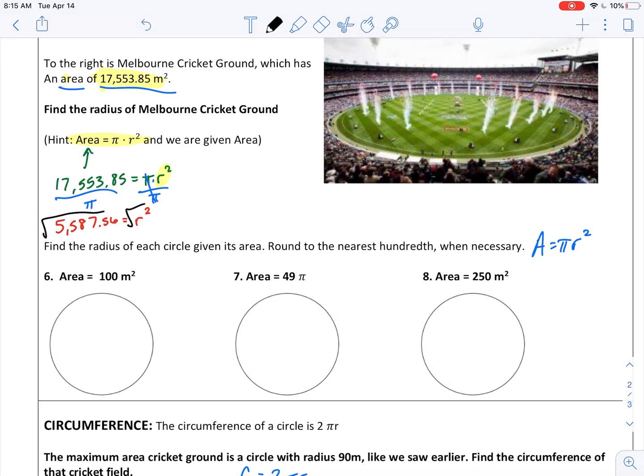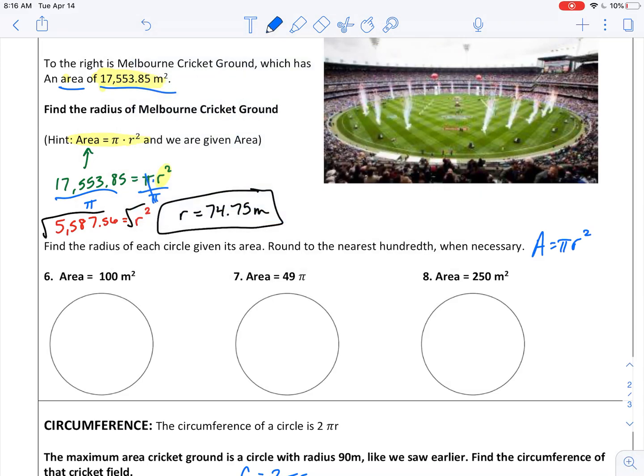And now this is r squared, but I want r. So what's the opposite of squaring a number? How do I get rid of r squared? Well, the opposite of squaring a number is square rooting. So if I take the square root of that, then I get r equals 74.75, and my units are meters. So that would be the radius of Melbourne Cricket Ground in Australia.